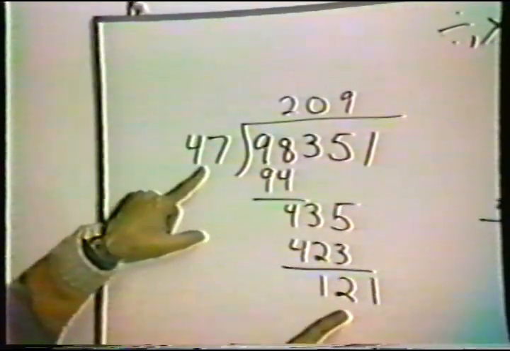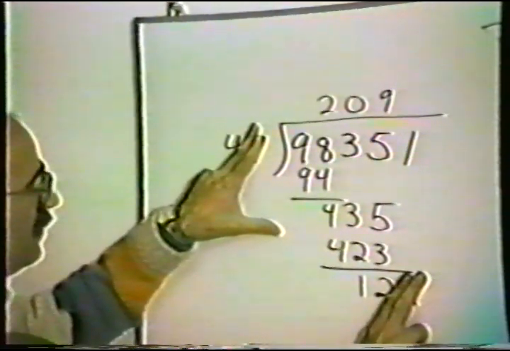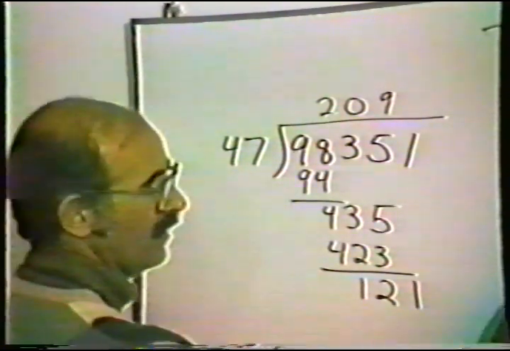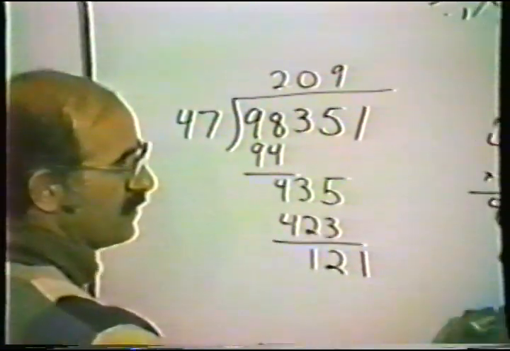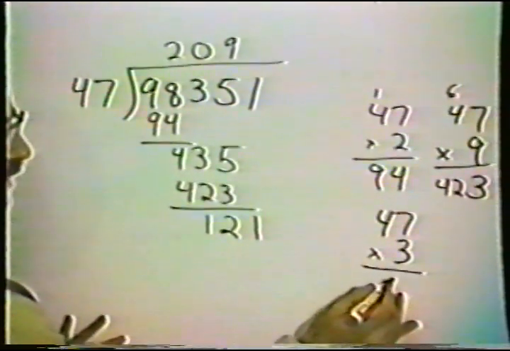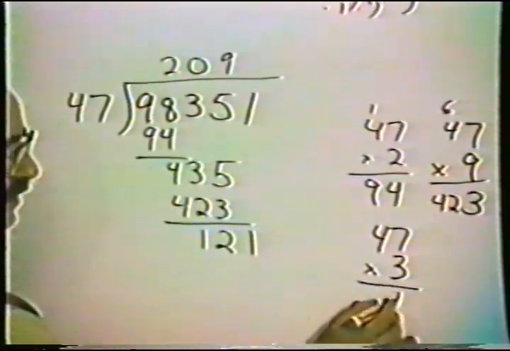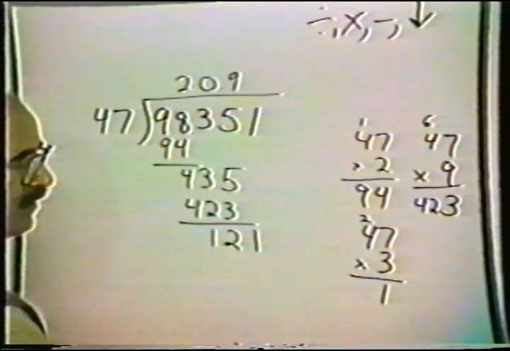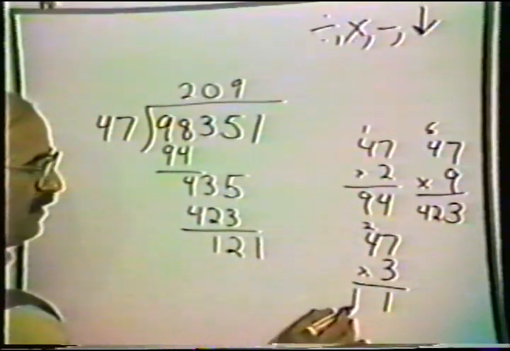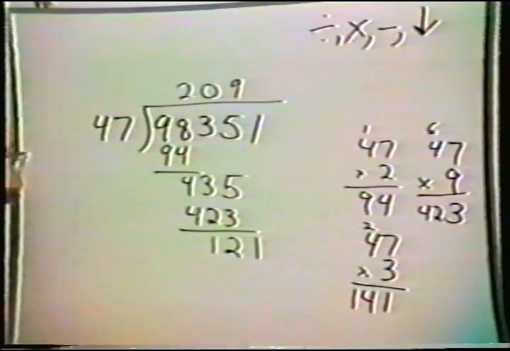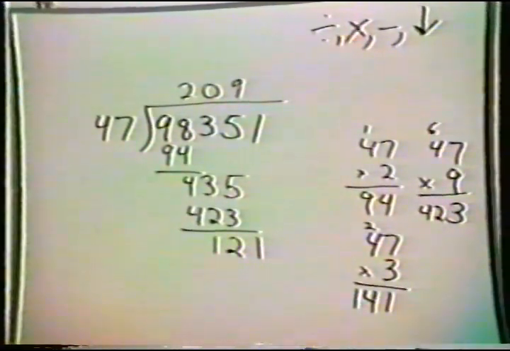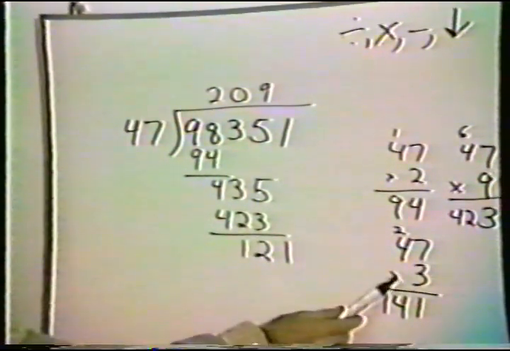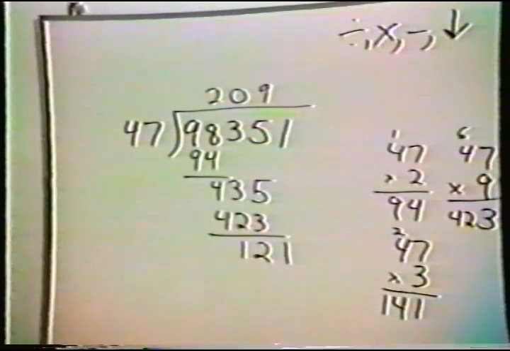47 into 121. How many 4s in 12? 3. Let's try 3. 47 times 3. 7 times 3 is? 21. Put down the 1, carry the 2. 4 times 3 is? 12. Plus the 2, 14. 141. Good or bad? Bad. 141 is too big for 121. 3 is too big. We'll have to use 2.